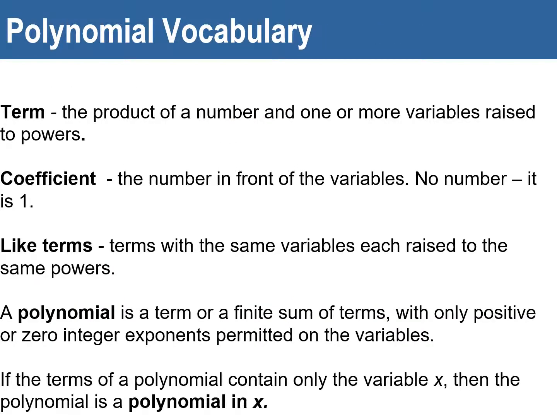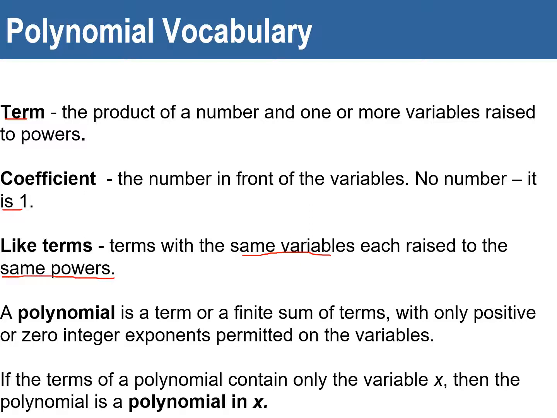Now let's go over a bit of vocabulary. The term is the product of a number and one or more variables. So it'd be like 2x squared. The coefficient is the number in front of the variable. If there isn't a number, it's really 1. Like terms are terms that have the same variable raised to the same power.